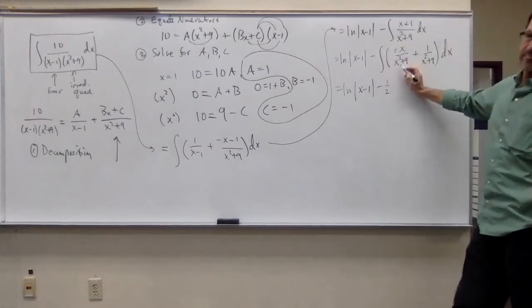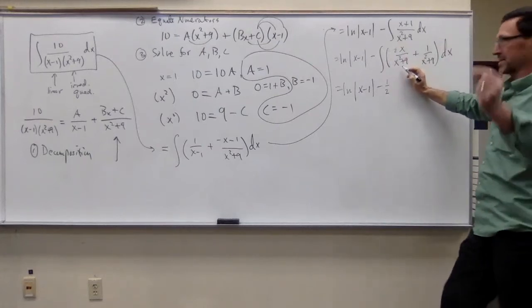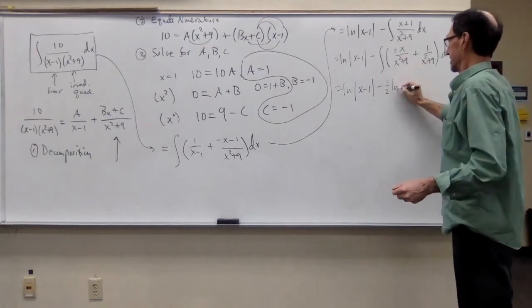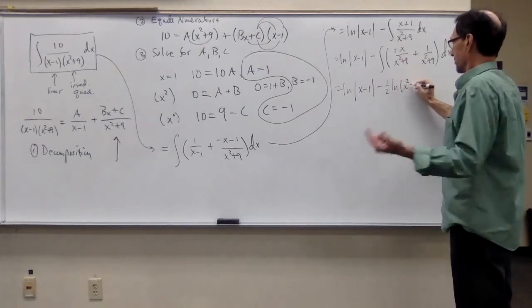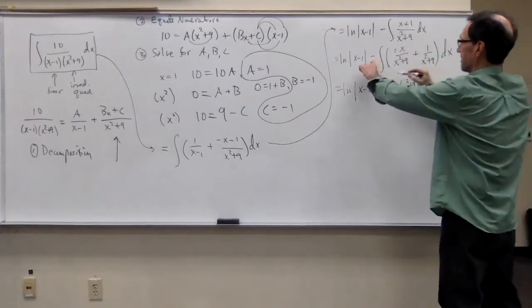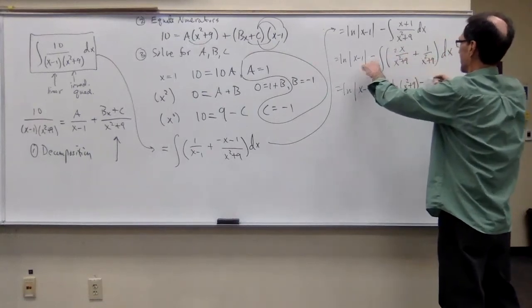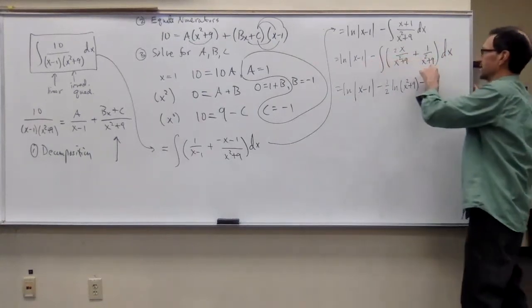Then I have the derivative of the bottom on the top. That's a natural log. I'll say more about that in just a minute. And notice this minus sign is over the whole thing. So let's distribute it across. And then this guy's an inverse tangent.